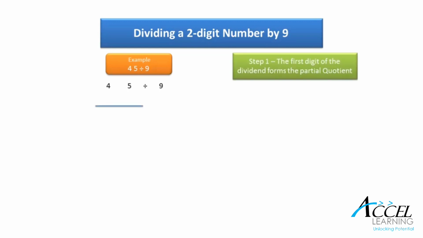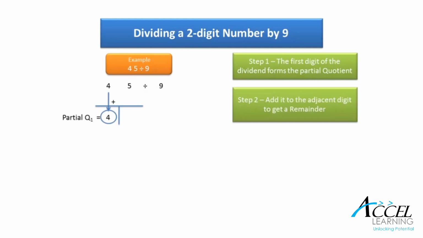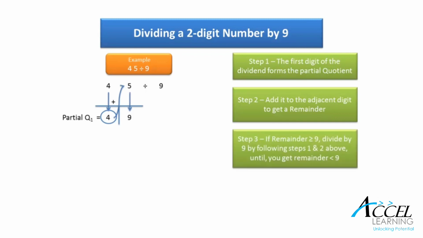Step 1. The first digit of the dividend forms the partial quotient. In this example, 4. Step 2. Add it to the adjacent digit to get a remainder. 4 plus 5 equals 9.